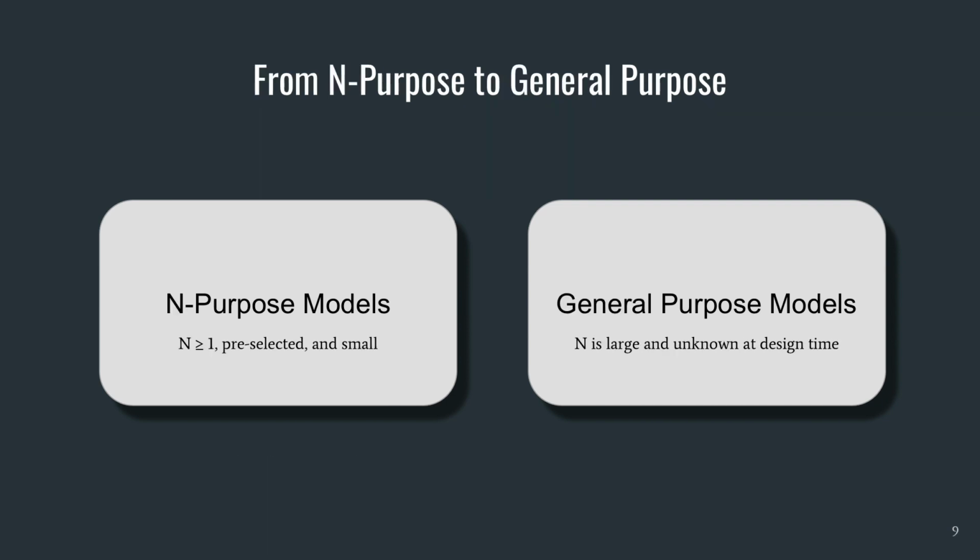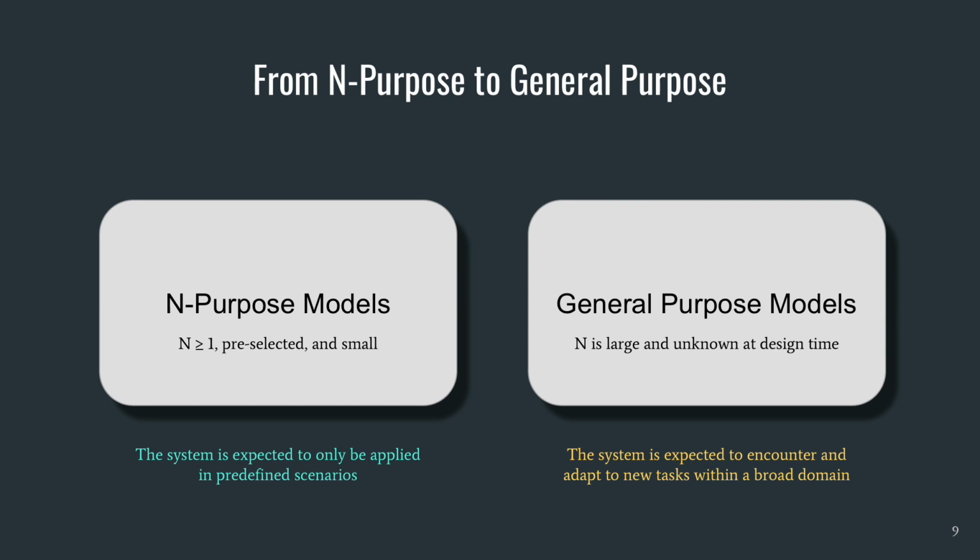Our goal is to make a leap from n-purpose models to general-purpose models. In contrast to n-purpose models, for general-purpose models, n is large and unknown at design time. In other words, in case of n-purpose models, the system is expected to only be applied in predefined scenarios, whereas for general-purpose models, the system is expected to encounter and adapt to new tasks within a broad domain.